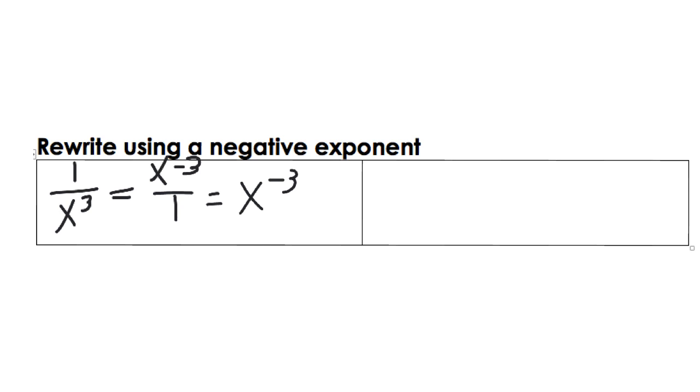If for the next example I have x to the 6th, and I want to rewrite that using a negative exponent, it would have to jump the fence and go to the bottom and become negative, and then I have 1 over x to the negative 6th.